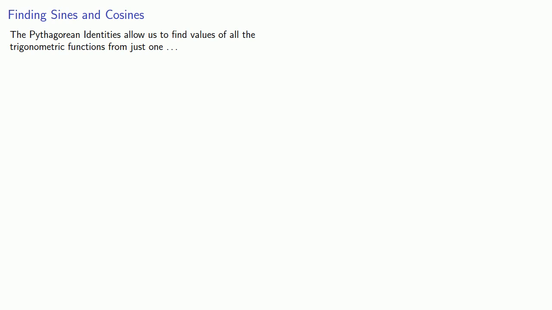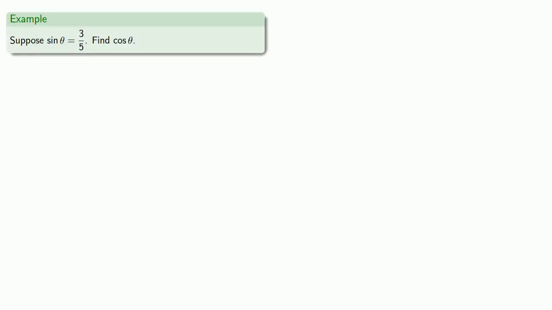The Pythagorean identities allow us to find the values of all the trigonometric functions from just one, up to the sign of the function itself. For example, suppose we know that sine of theta is 3/5, let's find cosine of theta.